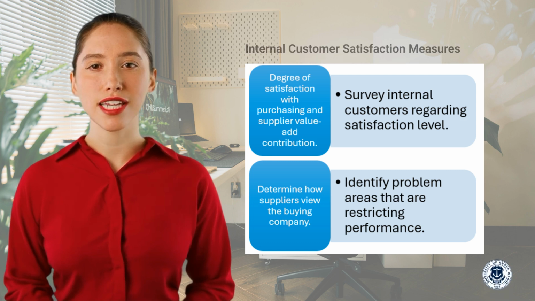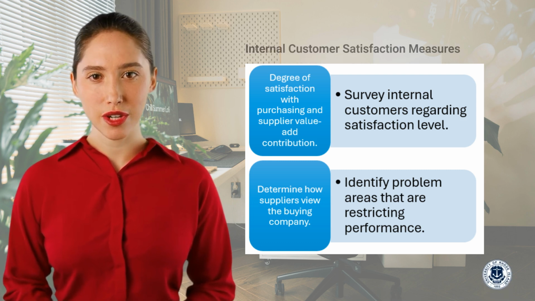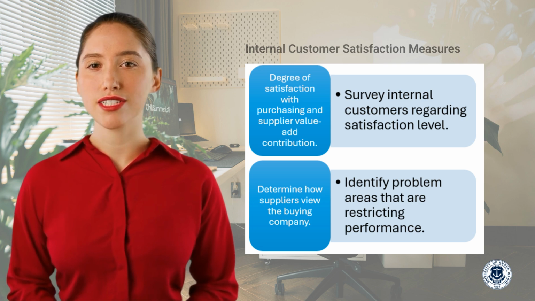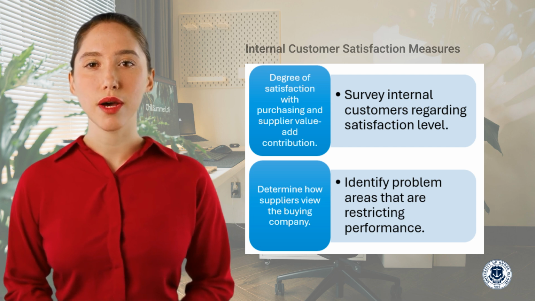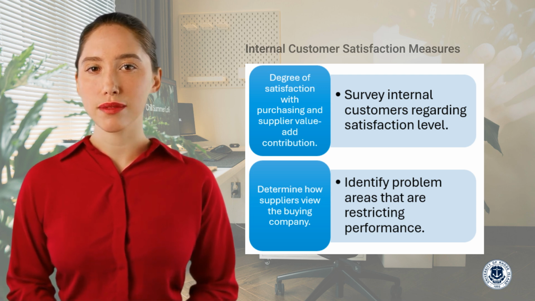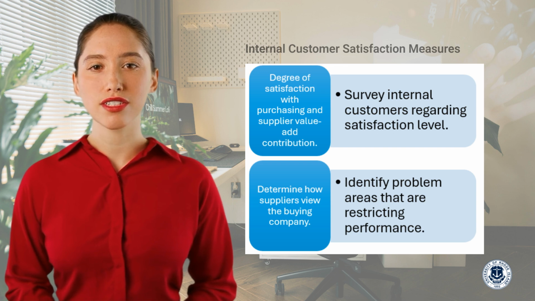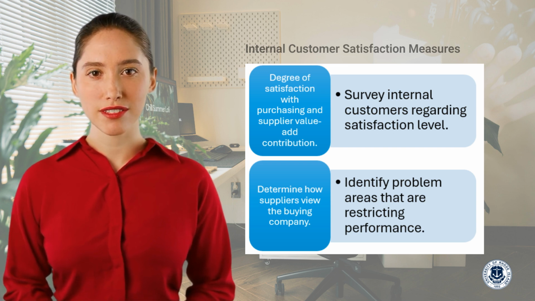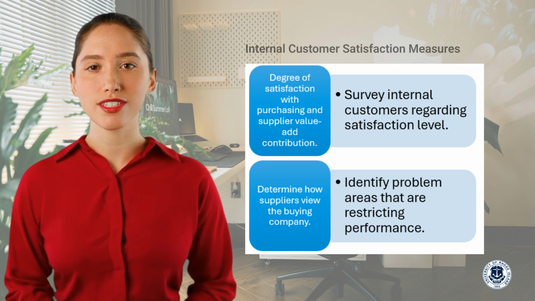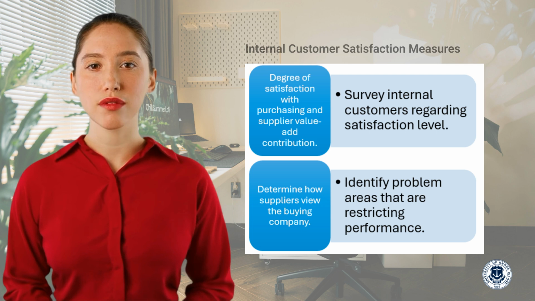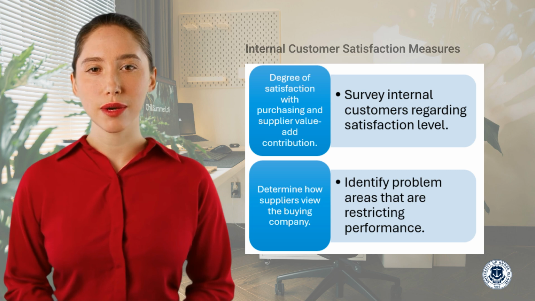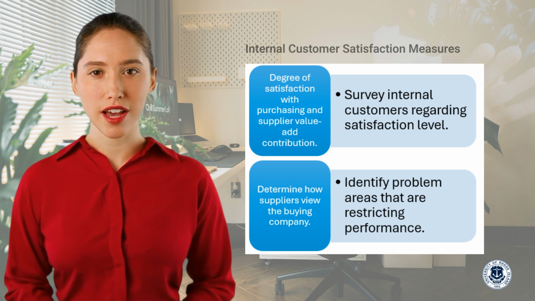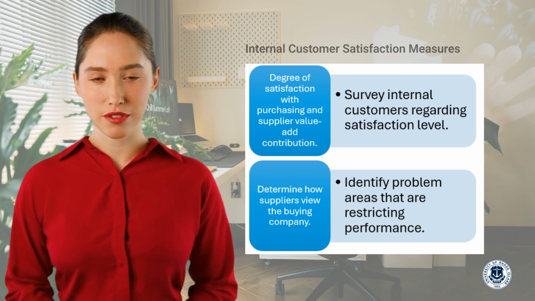Another important set of supply chain performance metrics focuses on internal customer satisfaction. These measures evaluate how well the purchasing and supply management function supports other departments within the organization. One key measure is the degree of satisfaction with purchasing and supplier value-added contributions. In other words, organizations assess whether internal stakeholders, such as operations, engineering, production, or marketing, believe the purchasing department is helping create value. This might include securing reliable suppliers, supporting product development, reducing costs, or improving delivery performance.